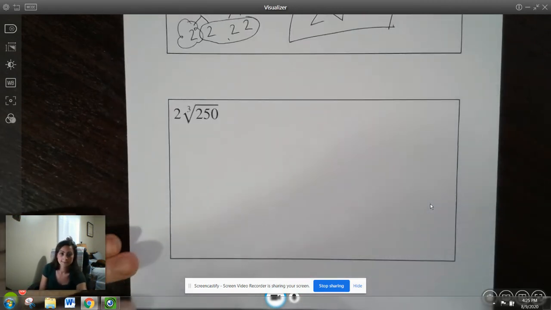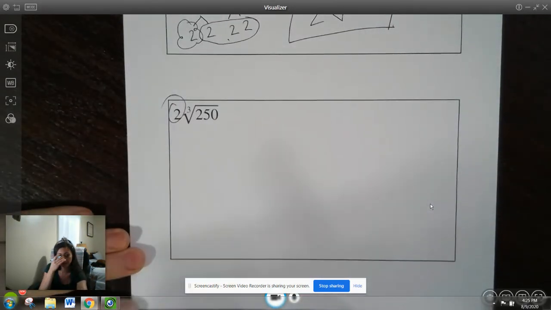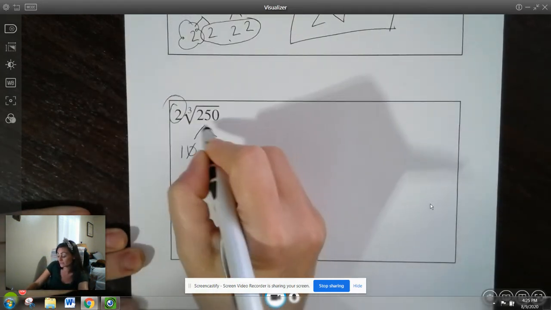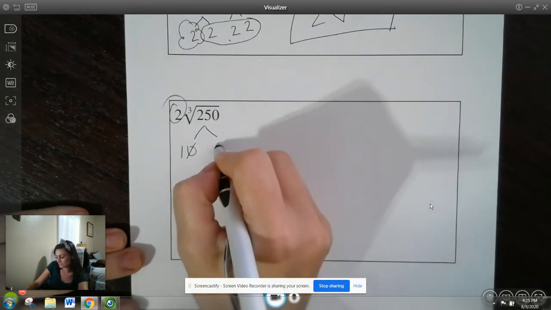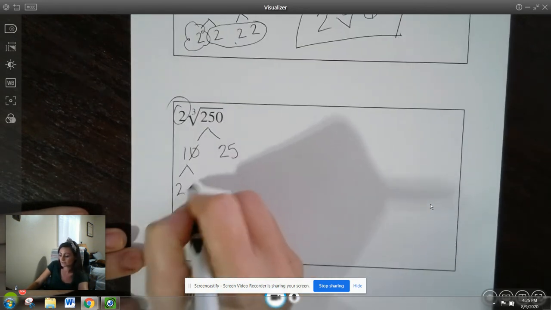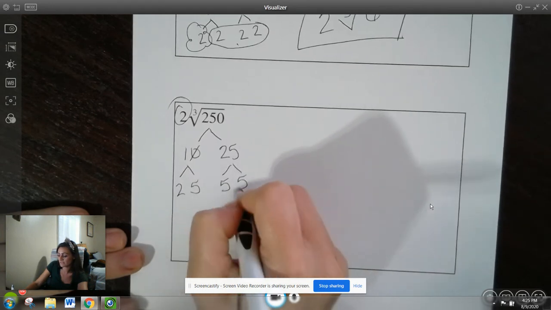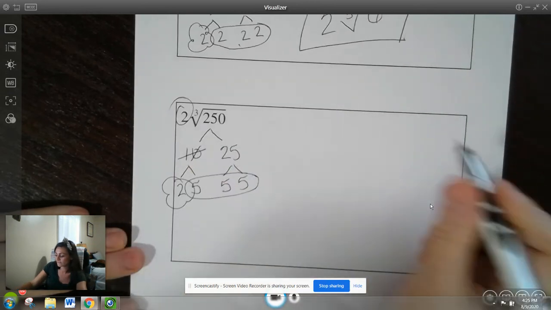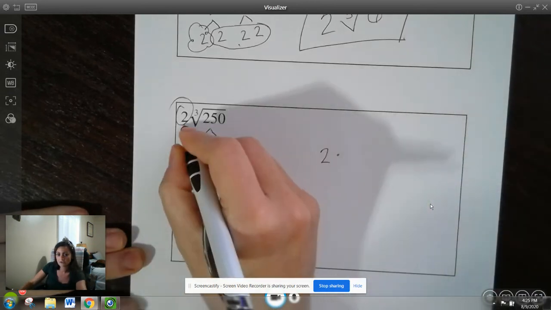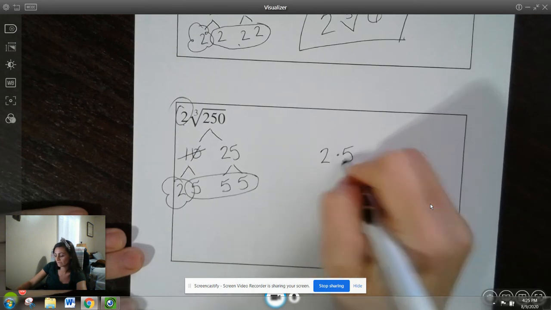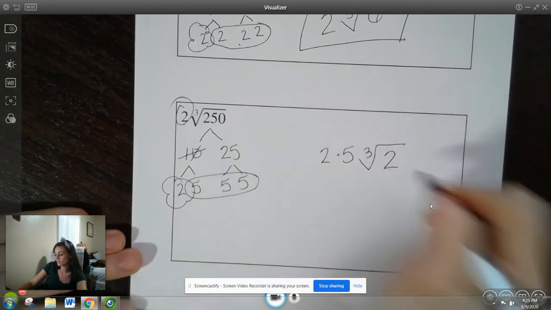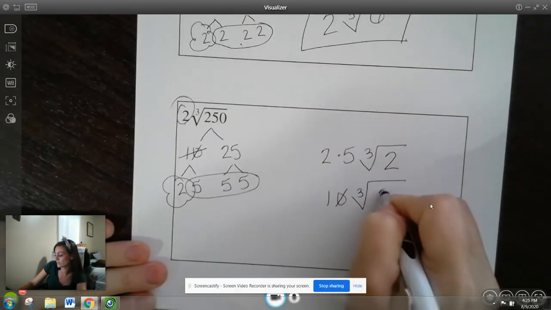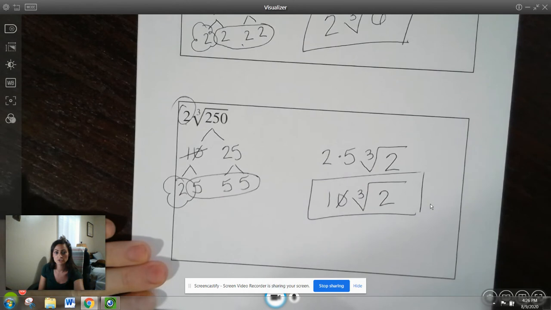All right. There is a 2 already on the outside. I'm not going to forget like I did before. So 250 is 25 times 10. This is 2 times 5, and this is 5 times 5. One group of 5's and a 2 left over. So I have my 2 that was already there multiplied by 5 times the cube root of 2. So this will be 10 times the cube root of 2.